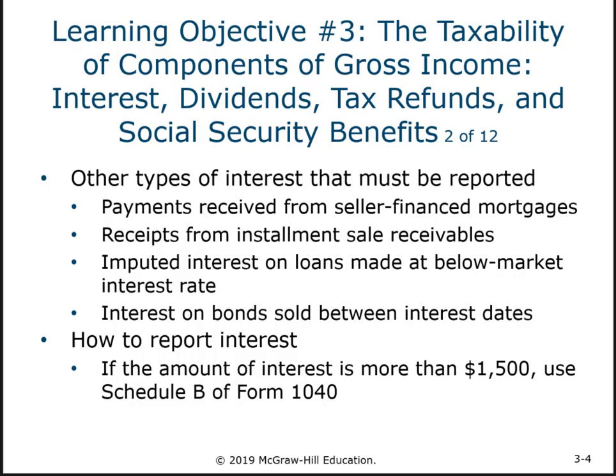Okay, and all of this is reported if it's more than $1,500 on Schedule B. You can just put it directly on your 1040 if it's less than $1,500. Otherwise, you should file Schedule B and attach it to the 1040, and the Schedule B flows to the 1040.